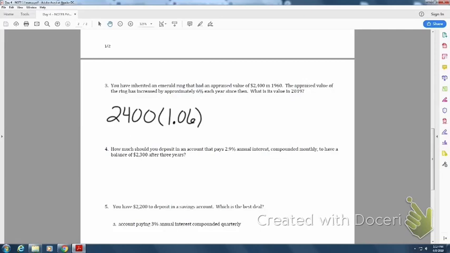So now, what would I put in for time? Why 59? Because it's 59 years from 1960 to 2019. You should get that it is $74,689.2,234.11.